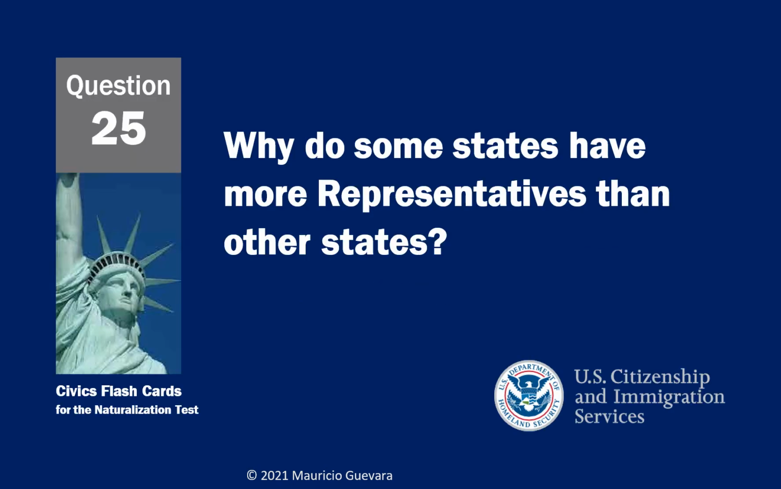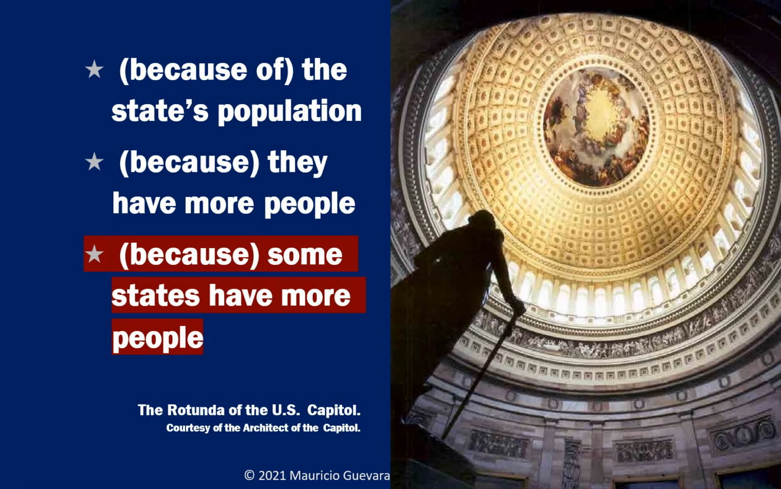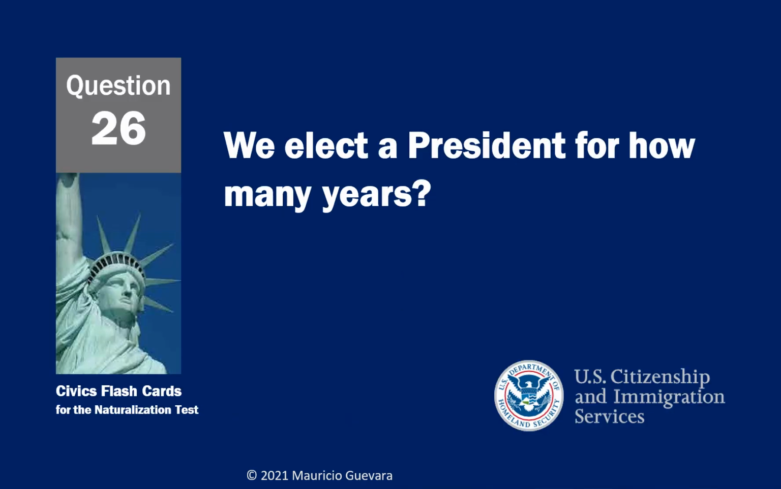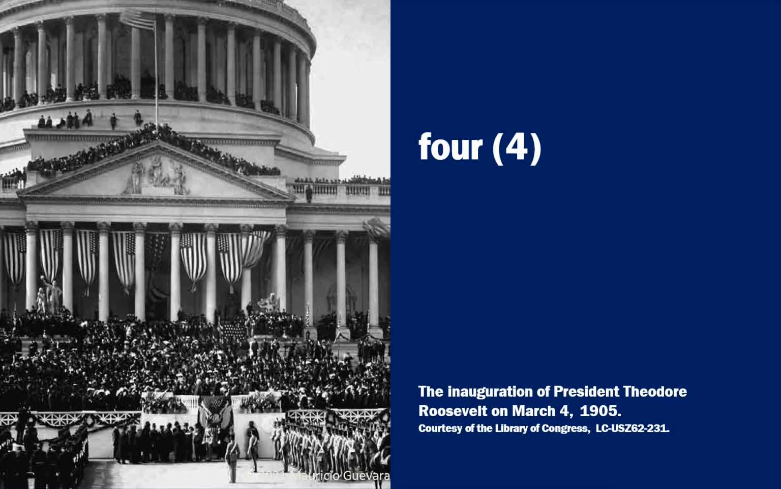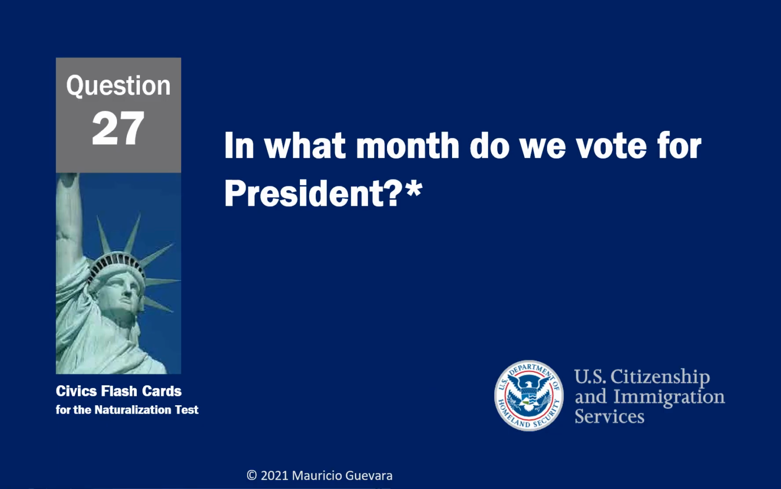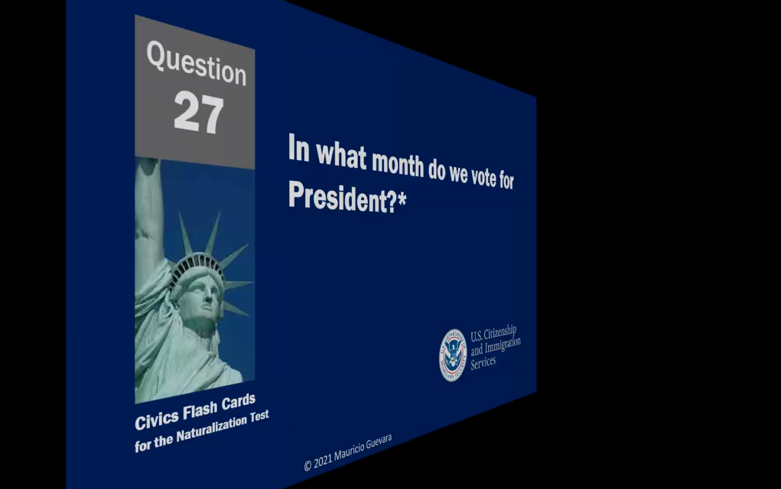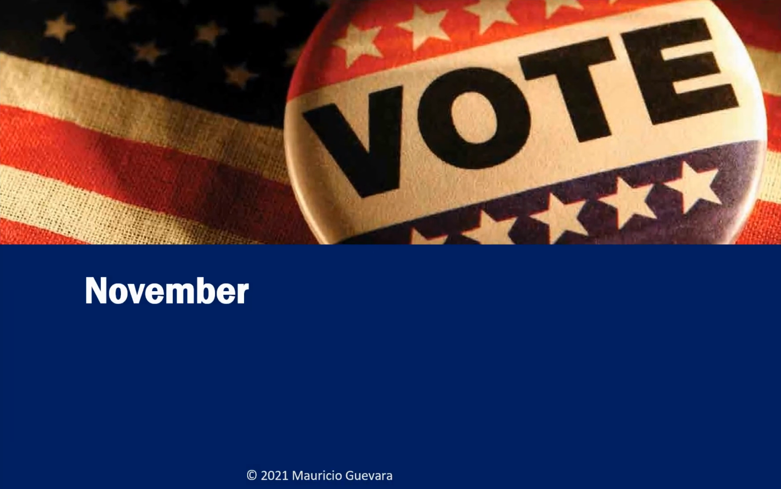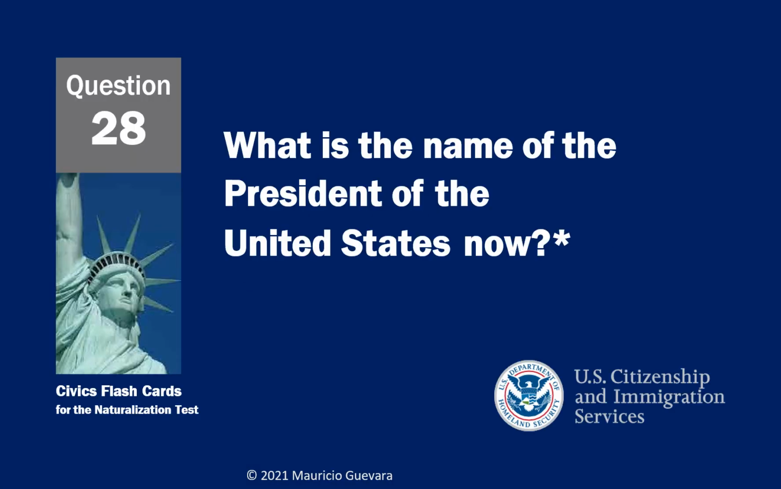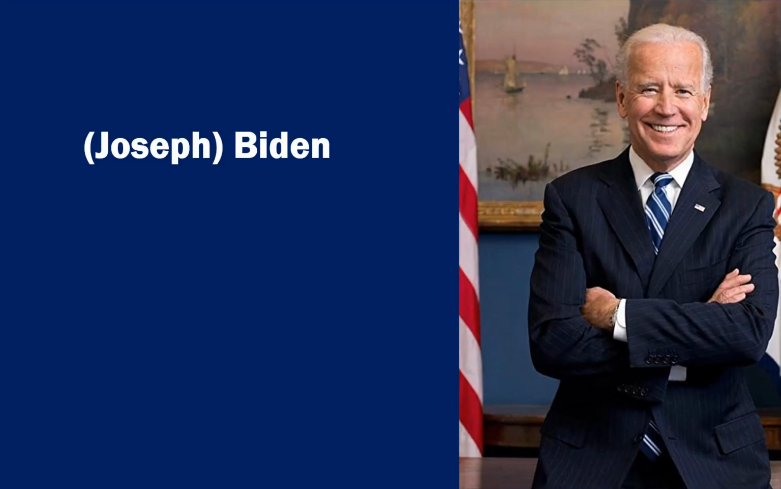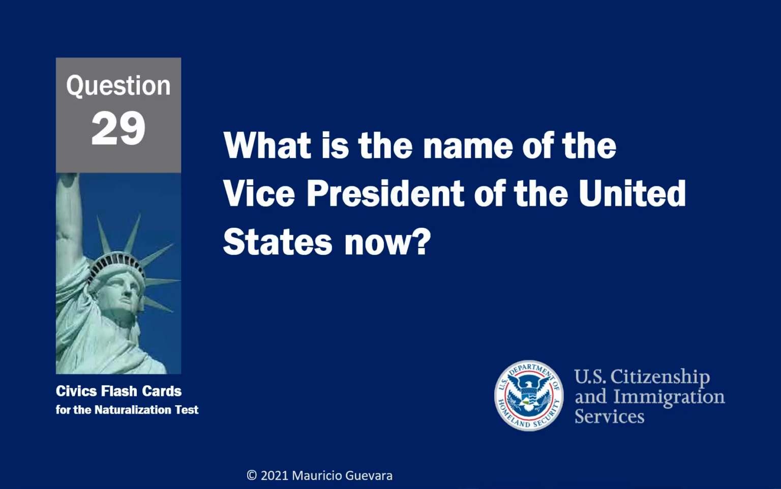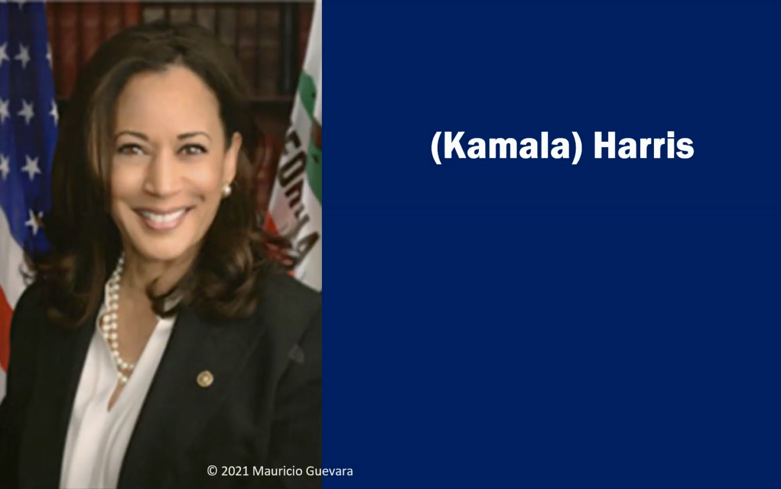Why do some states have more representatives than other states? Because some states have more people. We elect a president for how many years? 4. In what month do we vote for president? November. What is the name of the president of the United States now? Joseph Biden. What is the name of the Vice President of the United States now? Kamala Harris.